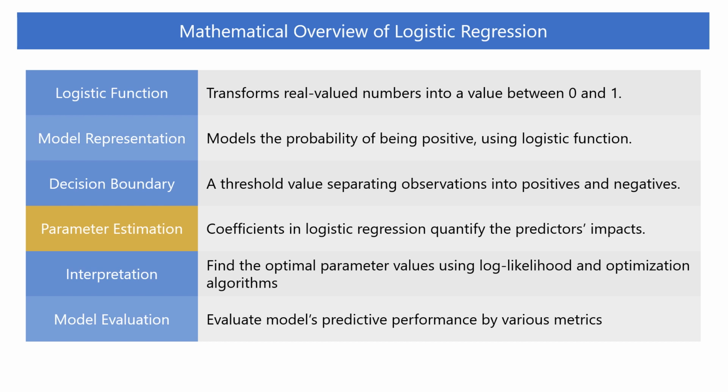In parameter estimation, we aim to find the optimal parameter values in logistic regression so that the model achieves the highest possible predictive performance. To find optimal parameters, we use the log likelihood and optimization algorithms. To interpret the results, we use coefficients in logistic regression to quantify the impact of predictor variables on the outcome. In model evaluation, we use various performance metrics to evaluate the model's predictive performance.